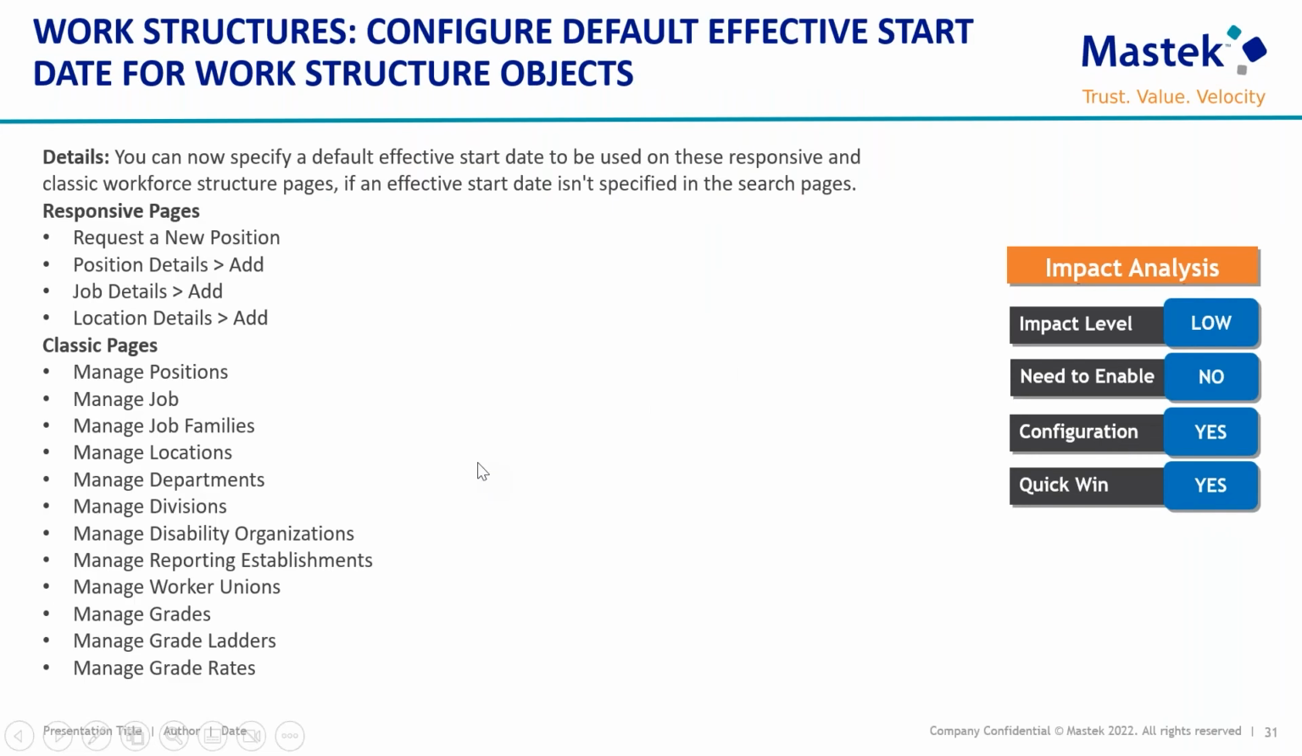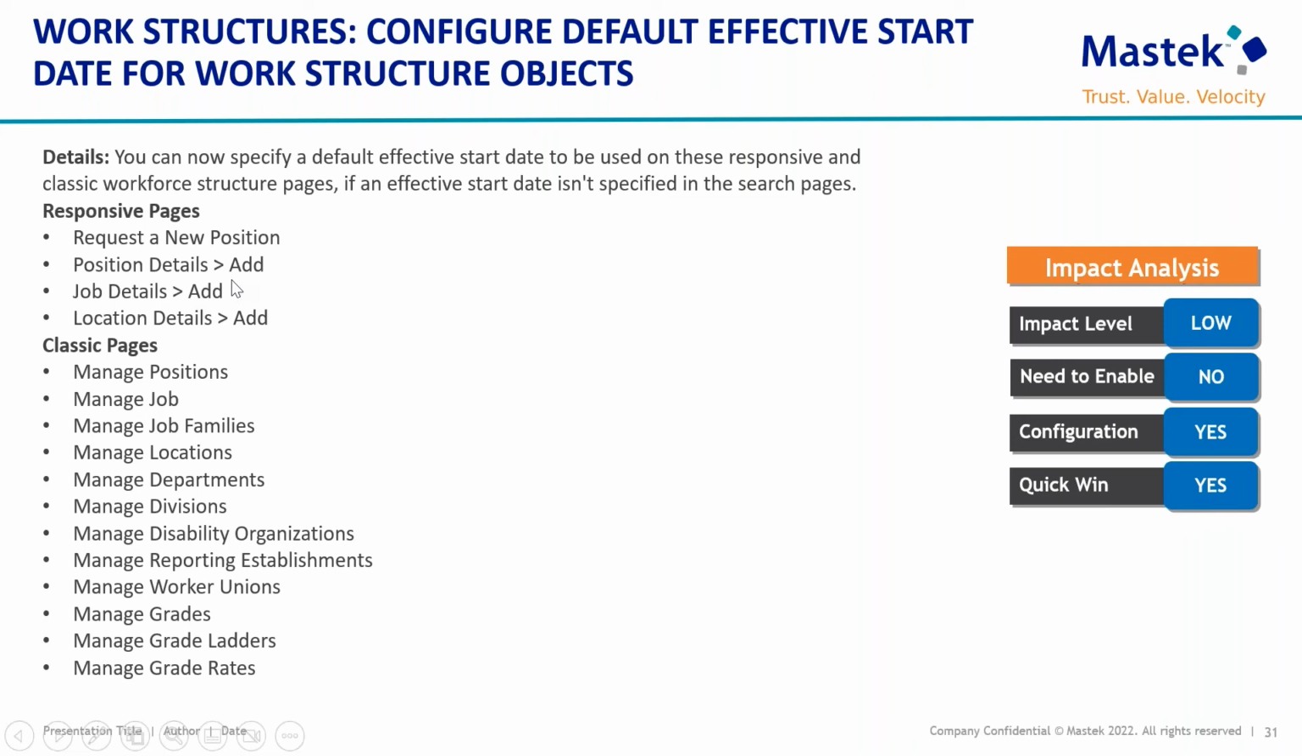Moving ahead, now we have a new feature. This is also a very good feature, I can say, where we can configure the default effective start date for workforce structure objects, for the following listed actions here, like requesting a new position or position details, job details. What happens when we usually create a workforce structure object? By default, the current system date will be taken as the effective date.